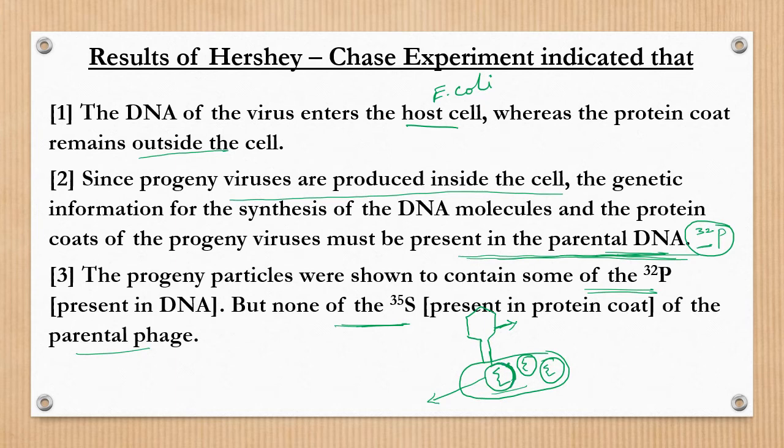Newly formed viruses have radioactive phosphorus in the genetic material, not radioactive sulfur, because this radioactive sulfur is left outside the bacterial cell. Only the infecting DNA with radioactive phosphorus is transferred to the newly formed virus. Then they concluded the inheritable material is DNA, not the protein.